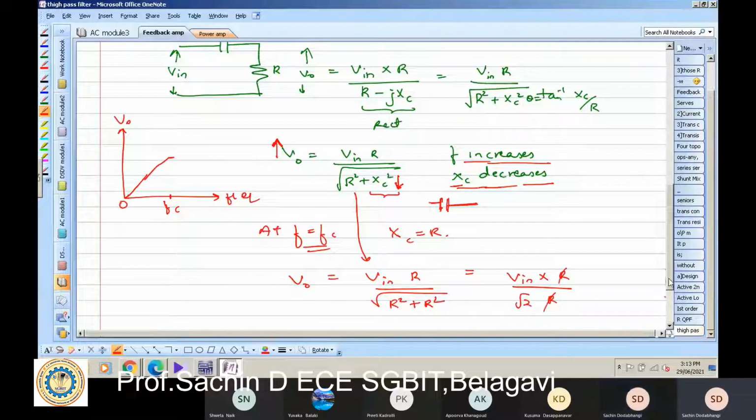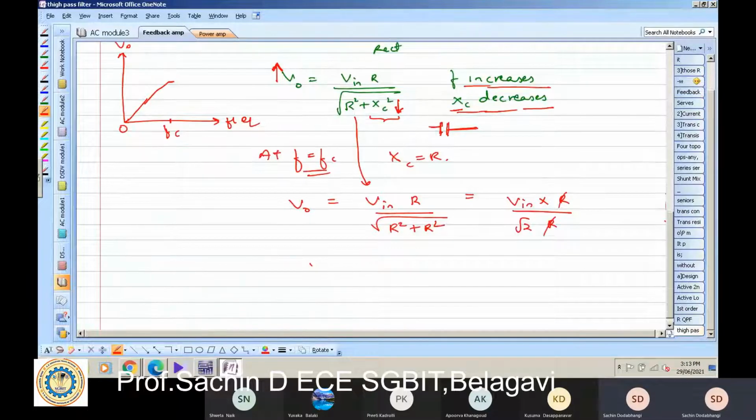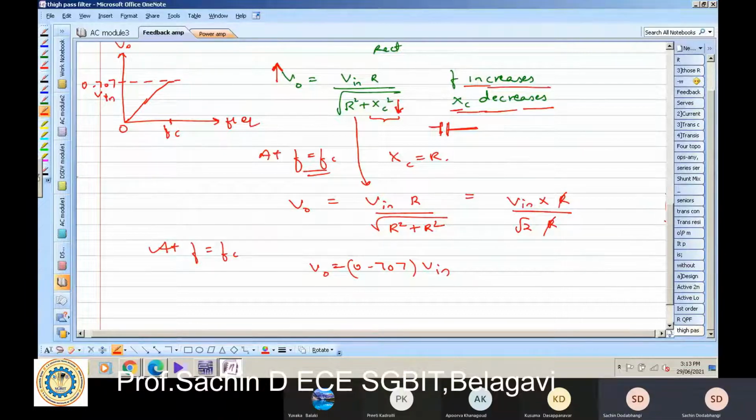So what I get is the output voltage equal to 1 by root 2, that is 0.707, times the input voltage. So at F equals FC, the output voltage is 0.707 times V input. Okay, sorry, V input. Above the cutoff frequency, it will remain constant, with output voltage equal to 0.707 times the input.